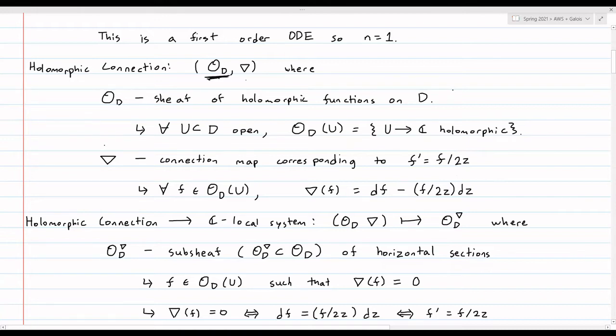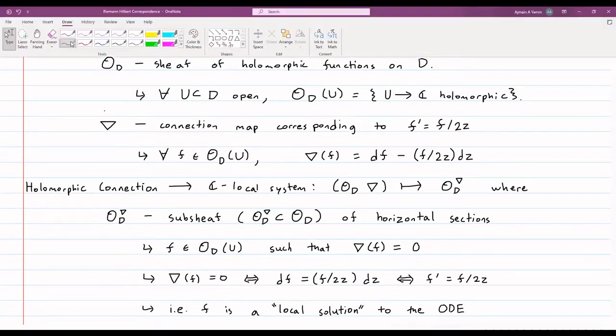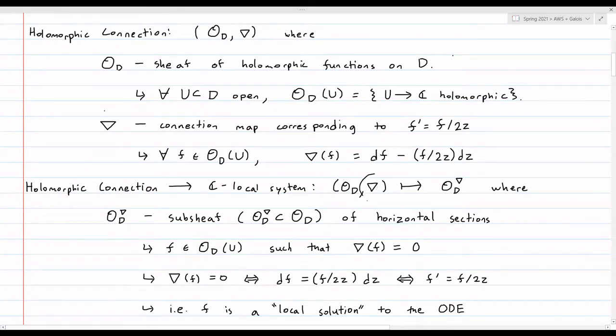It's a locally free sheaf and a connection map. And the connection map is taking sections of my locally free sheaf and spitting out holomorphic one forms on my open set or domain. Okay. So how do I go from holomorphic connections to complex local systems? In this example, I have this holomorphic connection, which is the holomorphic functions on D, and this particular connection map, which takes sections in here and spits out one forms.